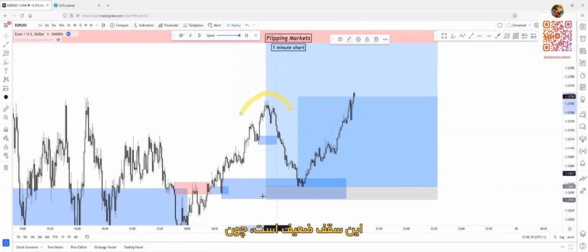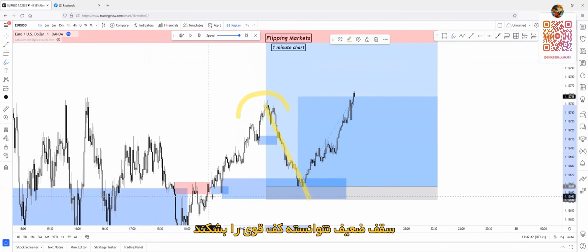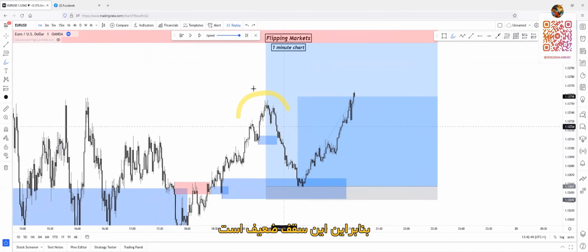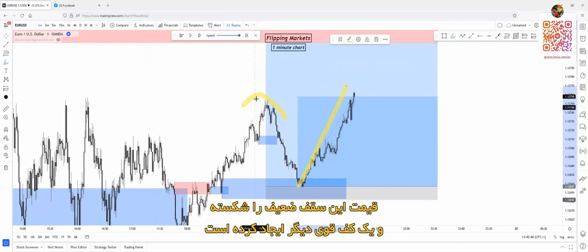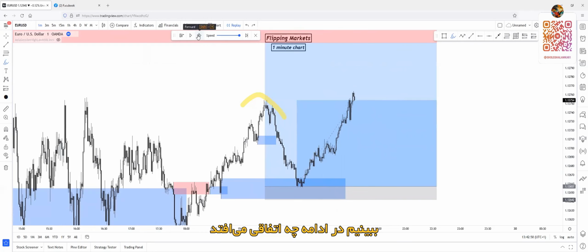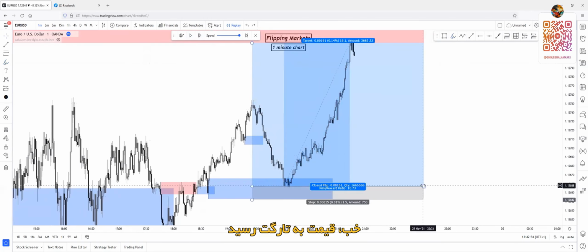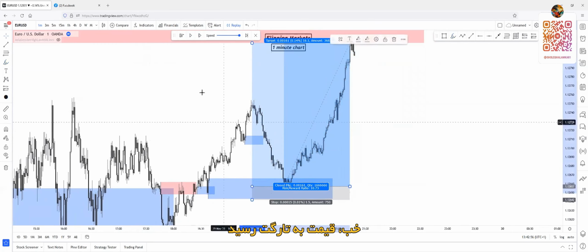This is a weak high because it couldn't break below the last strong high. So as you can see, this is strong high because it broke the last weak high. Weak high couldn't break below the last strong low. So this is weak high. Price broke through this weak high, created another strong low. Okay, let's play price forward again. Let's see what happens. Okay, and TP hit. Perfect TP hit, as you can see.